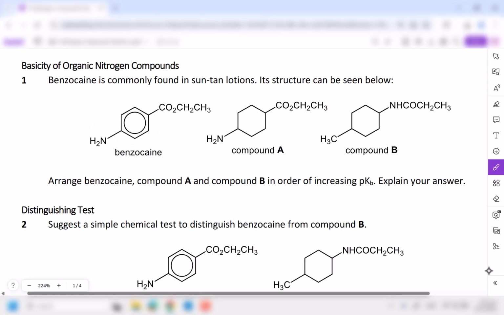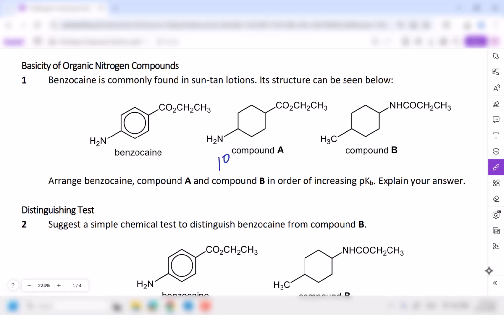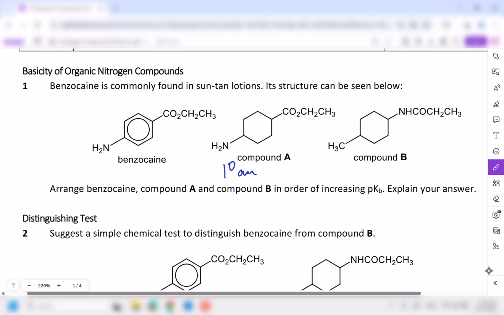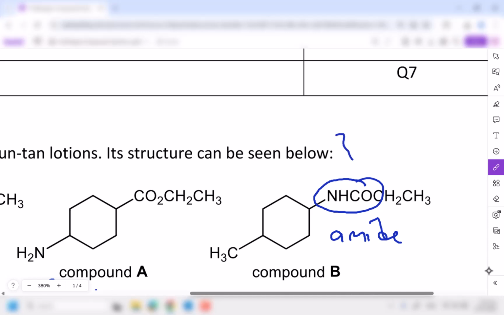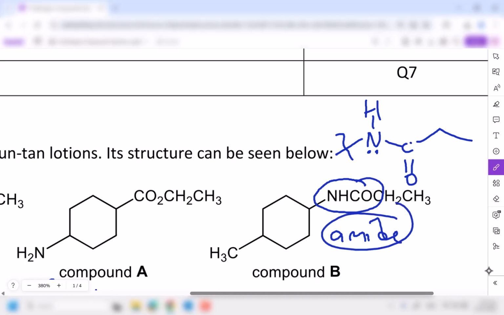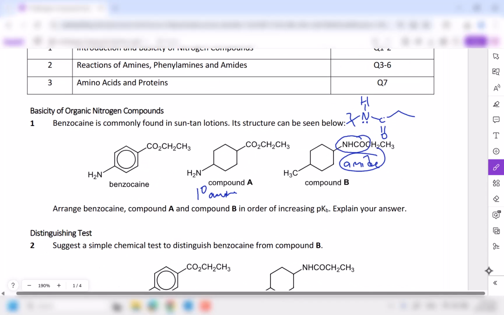Alongside you have compound A and B. If we take a look at compound A, it is essentially without the phenyl ring, so this is a normal primary amine. For compound B, if you look at this portion, this is actually an amide. If you expand this out, it's an amide linkage. I'm just going to write this: NH, C double bond O, and then an ethyl group. So this is an amide. As we have learned in this chapter, an amide is essentially neutral.